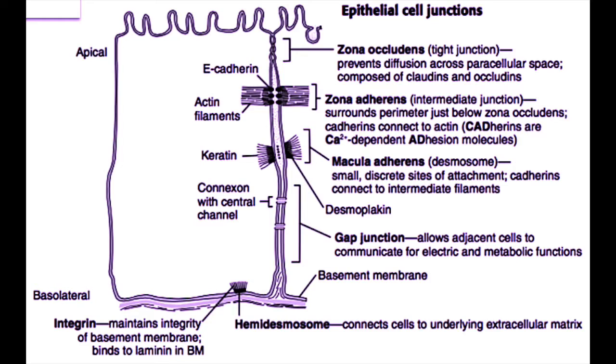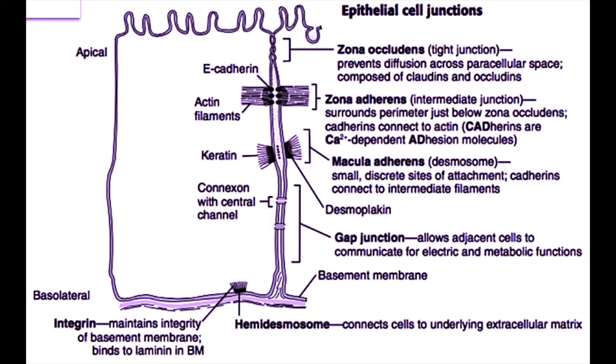Next, we have the zona adherens, which is also known as an intermediate junction. These junctions lie just beneath the zona occludens, or the tight junctions. These intermediate junctions, or zona adherens, are composed of cadherins, which connect to actin. The way this works is that the cadherins are adhesive molecules that stick out and line the middle of the paracellular space in between the two different epithelial cells. Those cadherins are responsible for connecting each epithelial cell to the one next to it.